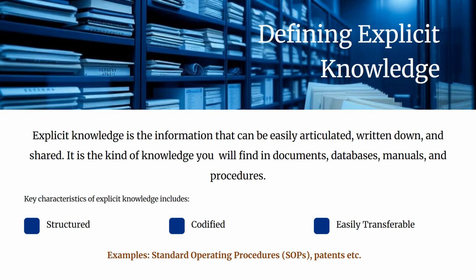Let's start with the explicit knowledge. Explicit knowledge is the information that can be easily articulated, written down, and shared. It is the kind of knowledge you will find in the documents, databases, manuals, and procedures. Documentation and robust knowledge management systems are vital for capturing and leveraging explicit knowledge within an organization. Think of it as structured information that is readily accessible.